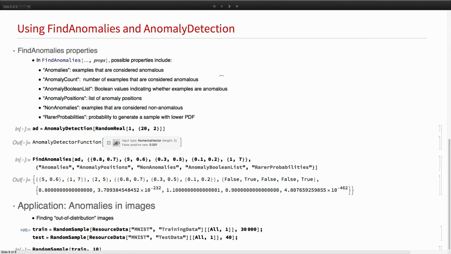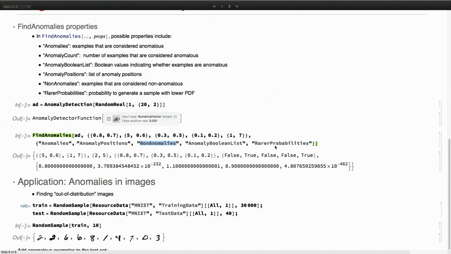Let's look at some practicalities of using these functions. You can use FindAnomalies with different properties. You can ask for anomalies, which is the default, and it will return the examples that are anomalous. You can ask for anomaly positions, where in the list those examples exist, non-anomalies, the normal points, and an anomaly Boolean list, which is a true-false list indicating whether the examples are anomalies or not, and the rarer probability for each of them.